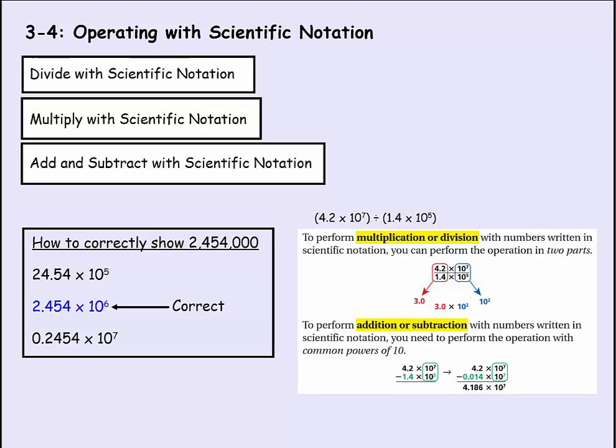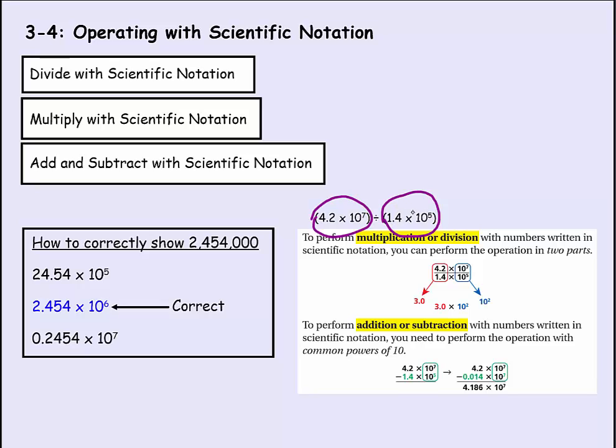We're on lesson 4 of chapter 3, which is operating with scientific notation. First we're going to divide with scientific notation, then we'll multiply with scientific notation, and then we'll add and subtract with scientific notation. Here we have two numbers in scientific notation. We have 4.2 times 10 to the 7th, and we have 1.4 times 10 to the 5th.